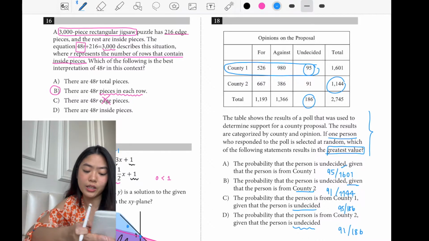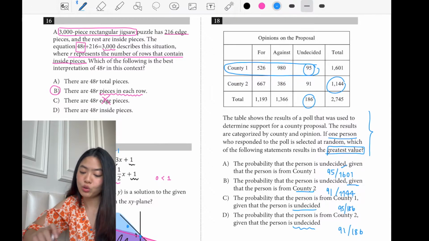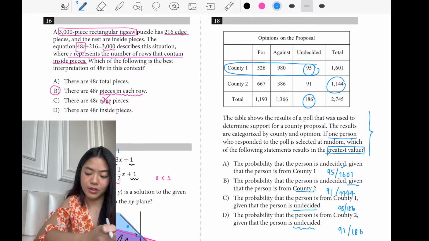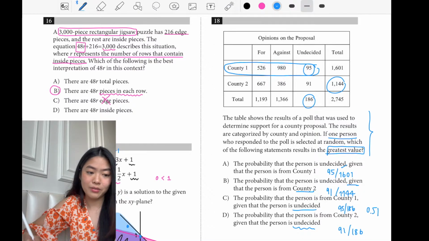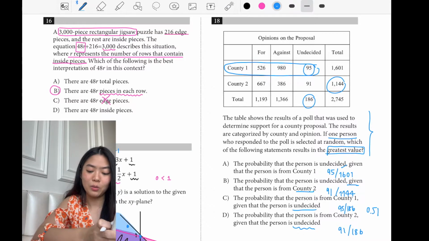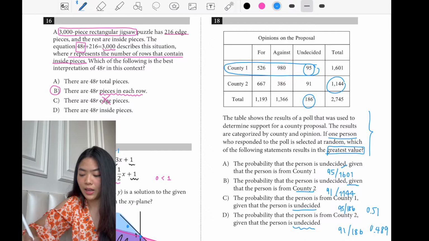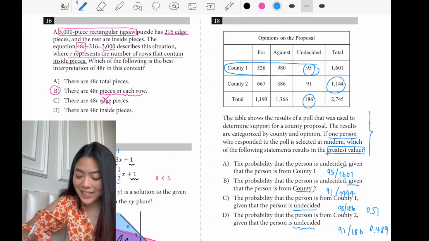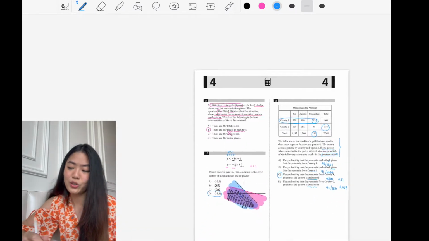You're going to use a calculator, but we can see here we want the greatest, so it wouldn't be A and B for sure. Let's try 95 divided by 186, around 0.51, and 91 over 186, which is 0.489. Of course, the greater one is 95, because 95 is greater than 91, therefore we're going to choose C.